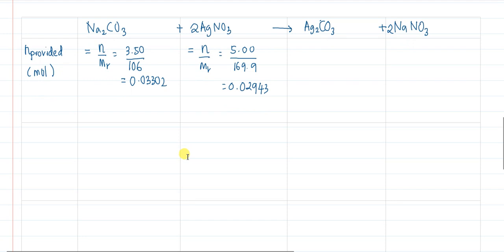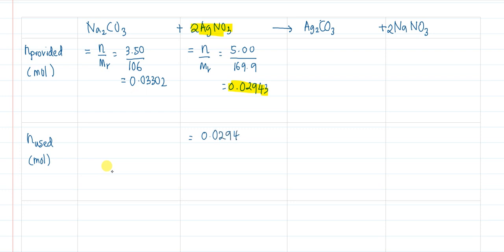Using the number of moles of provided reactants, we have to find the number of moles used in a reaction. Because we know that the silver nitrate is the limiting reactant, we will be using this to determine how much sodium carbonate, silver carbonate, and sodium nitrate are formed and used. Okay, so number of moles used. We know that this will be used completely because the limiting reactant is used completely.